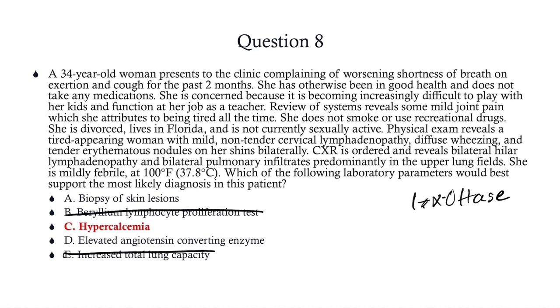Now, some of you probably thought D, the elevated ACE, and that does commonly happen in sarcoidosis. But it is not a very sensitive or specific test. So I would not order that as part of the workup for sarcoidosis.